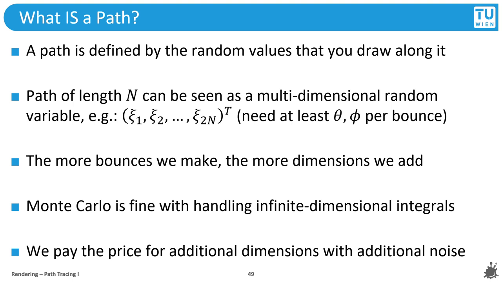If we know our initial state and the exact rendered scene, we can easily reproduce any path based on the random variables that we drew along it. So in fact, we can see every path in our path tracer as a multidimensional random sample, or vector, where each event for which we need a random value is its own dimension. The more bounces we make, the higher the dimension of our random sample. Thankfully, Monte Carlo integration does not mind working with high-dimensional samples and integrals. In the main loop of our renderer, the Monte Carlo integral still works and is computed as the average of a sum. But we do pay for all those additional dimensions with more noise that is introduced into our renderings.